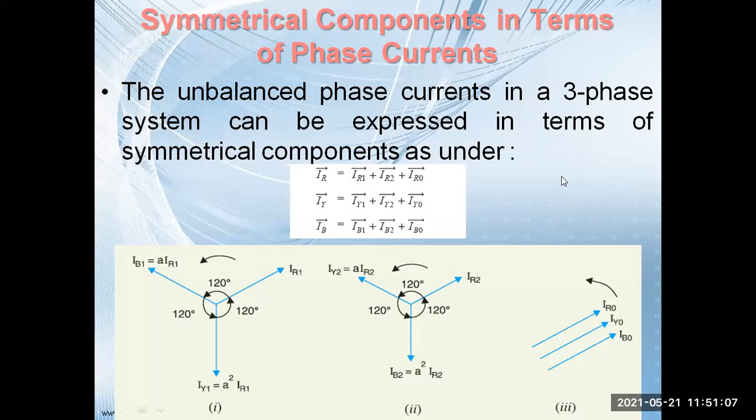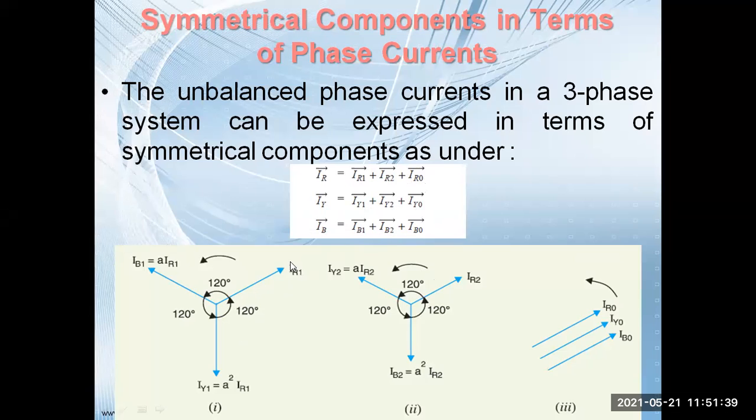So we have drawn the phasor diagram, so you can remember this diagram. That is the positive sequence current IR1 plus the negative sequence current IR2 plus IR0, the zero sequence current. Similarly, for the Y phase, IY equals IY1 plus IY2 plus IY0. And similarly, for the B phase, IB equals IB1 plus IB2 plus IB0. So this is your expression for the phasor representation.